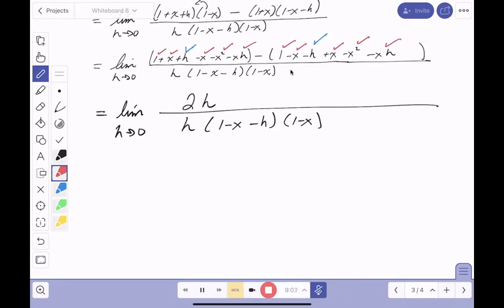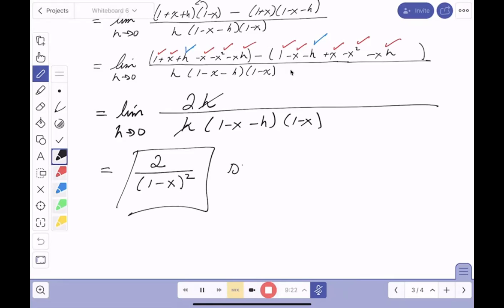Here's the deal. H is not 0, so these things cancel off. What are you left off with? A nice limit. 2 on top. We're left on bottom. 1 minus x squared. What's the domain of this? All real numbers except 1.